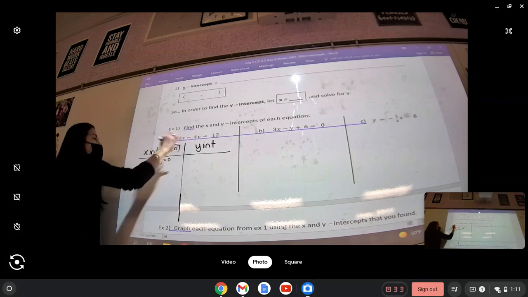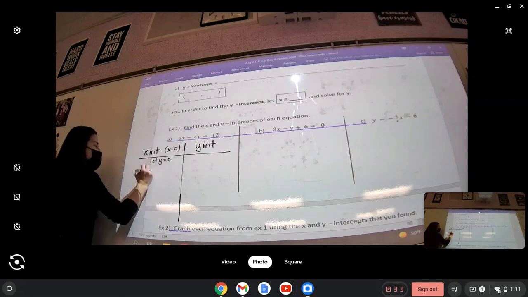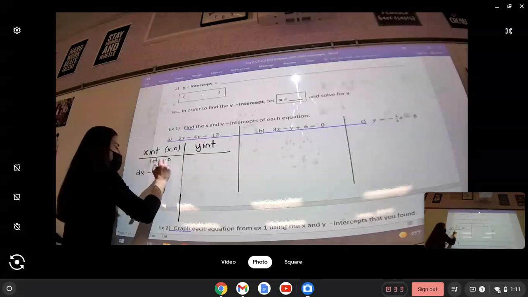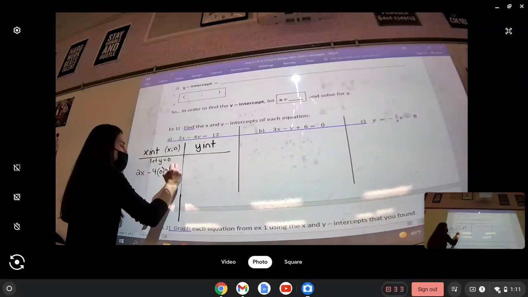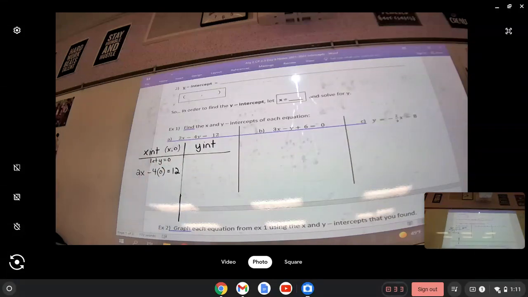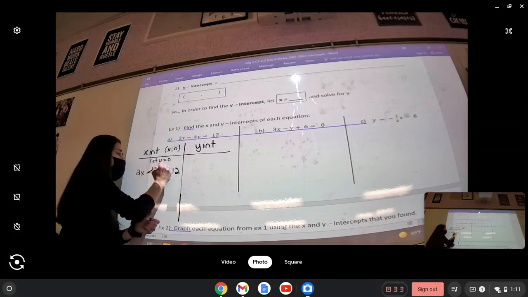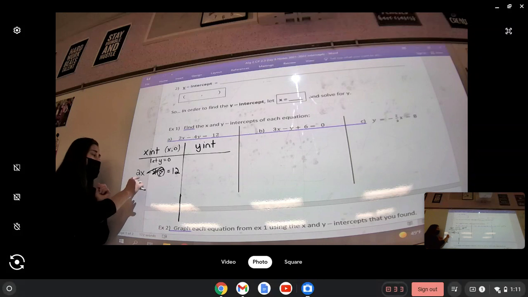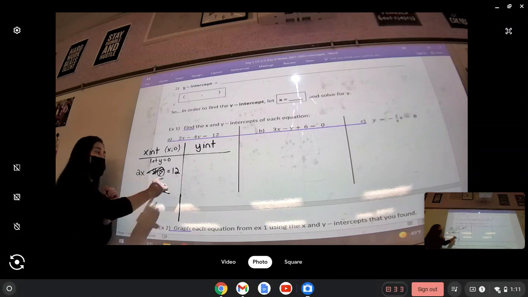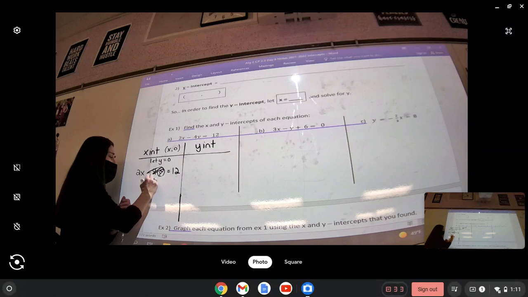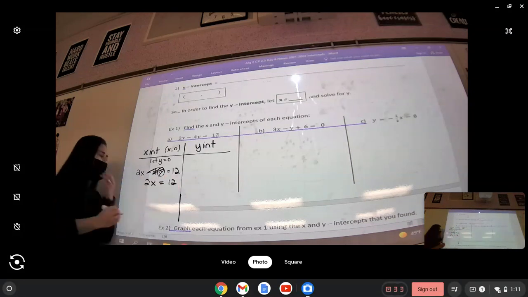So here we go. 2x stays. Minus 4, not times y. Y has to be 0 for an x-intercept. And then it equals 12. And then here's the beautiful thing, guys. We're dealing with 0. What is negative 4 times 0? It's 0. It's gone. What's left? 2x equals 12. That's all you have to solve. And you're going to find the x-intercept in like 3 seconds. 2x equals 12 is left.